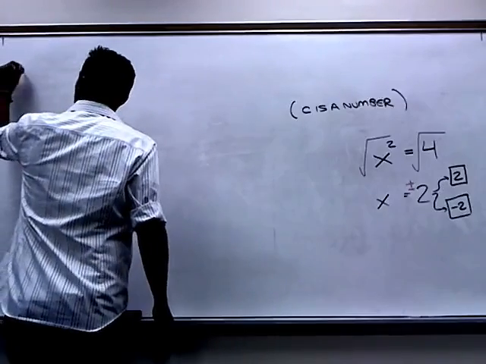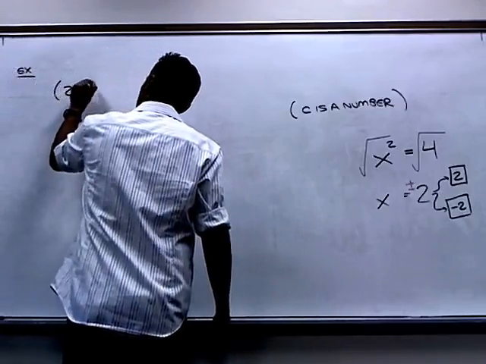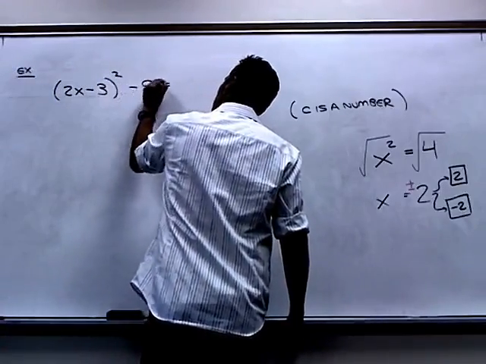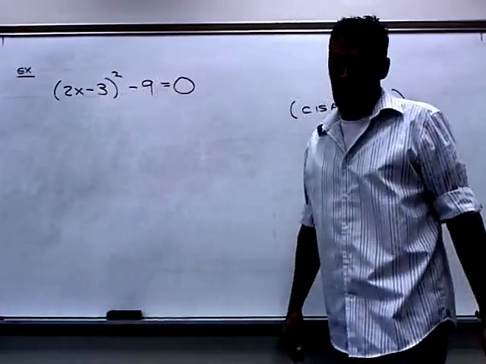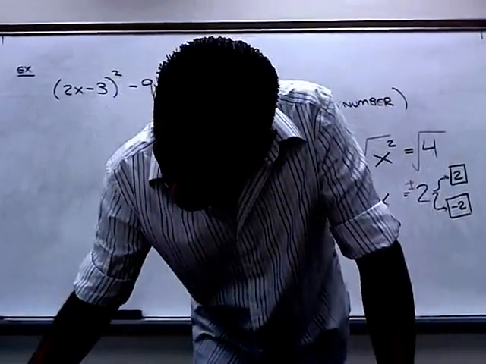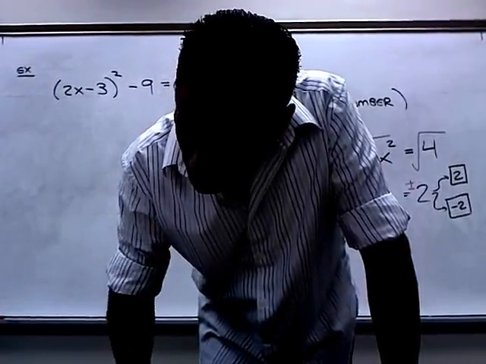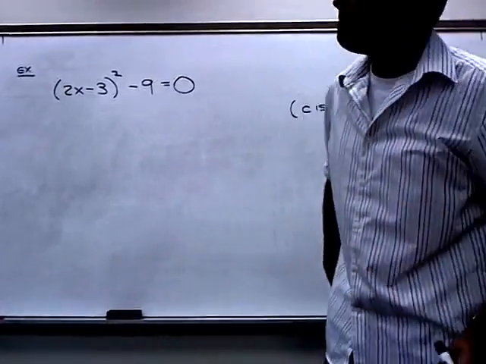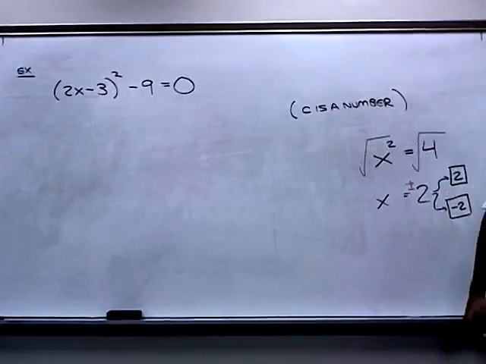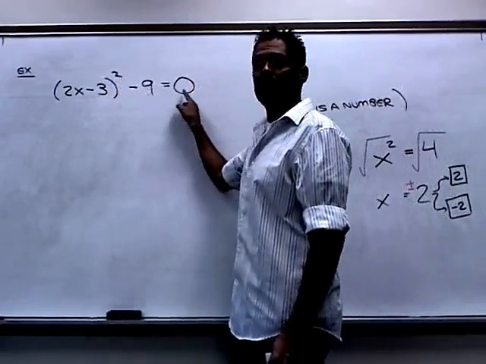Okay, so here's an example. How about this one? 2x minus 3 squared minus 9 equals 0. Now, do you have something squared equals a number? I have something squared minus 9 equals a number, right?